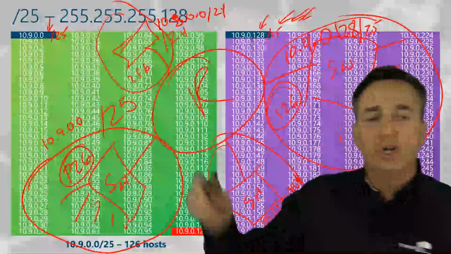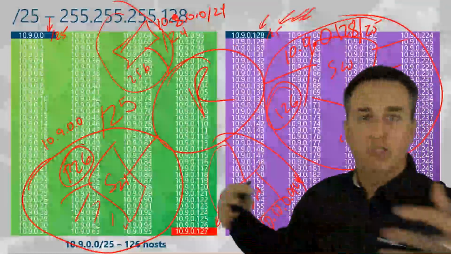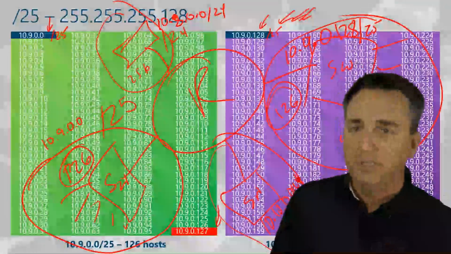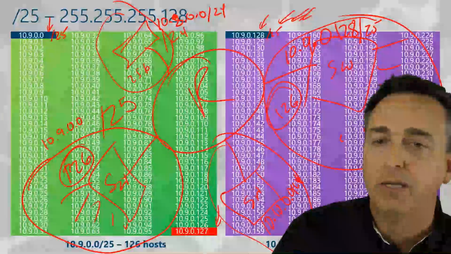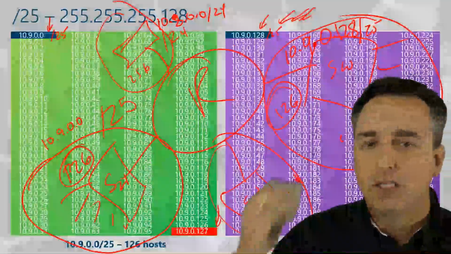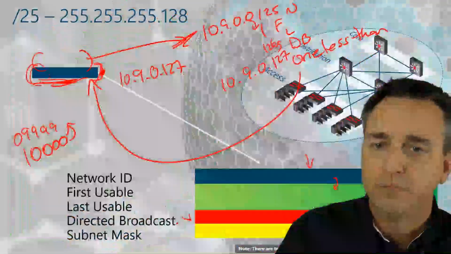So what does that mean? It means you're going to deploy some 24s in your network. You might deploy some 25s in your network. You might deploy some 26s in your network. It's up to you how you want to subnet and organize your organization. But that's the concept of subnetting that we're doing here.